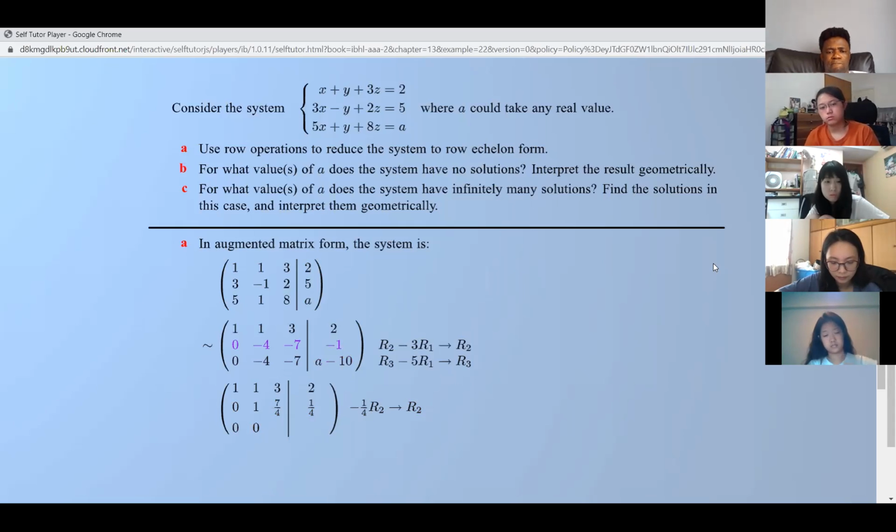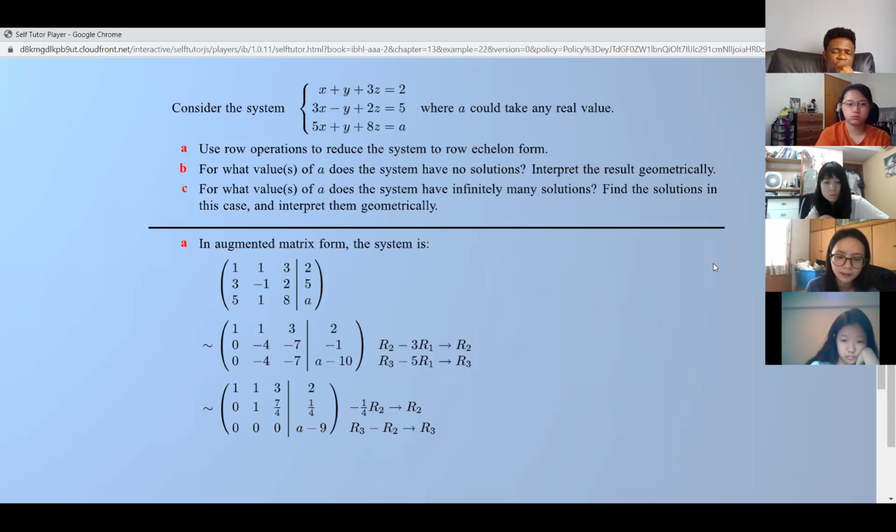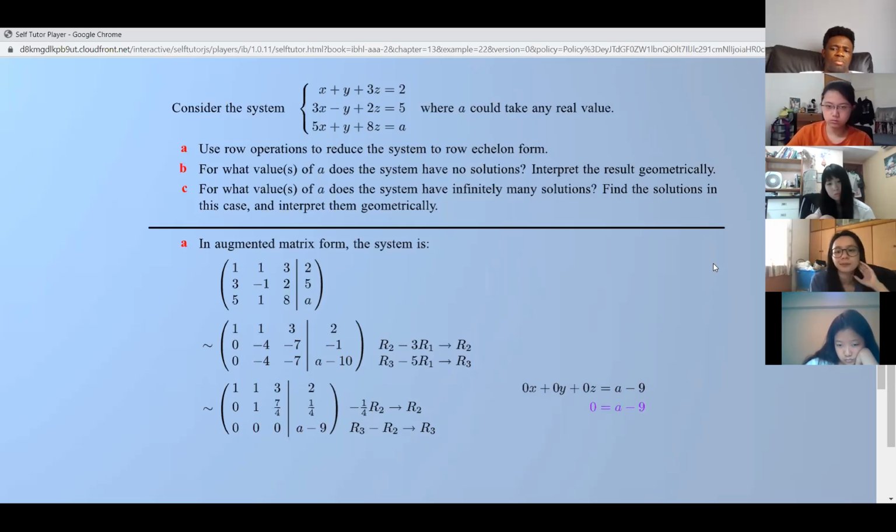Row 2 has the first element 0, so this is the other row we need to use in our row operation. We start with row 3, then subtract row 2 to generate the new row 3. The augmented matrix is now in row echelon form. Look at the last row. It reads 0x plus 0y plus 0z equals a minus 9, or in other words, 0 equals a minus 9.